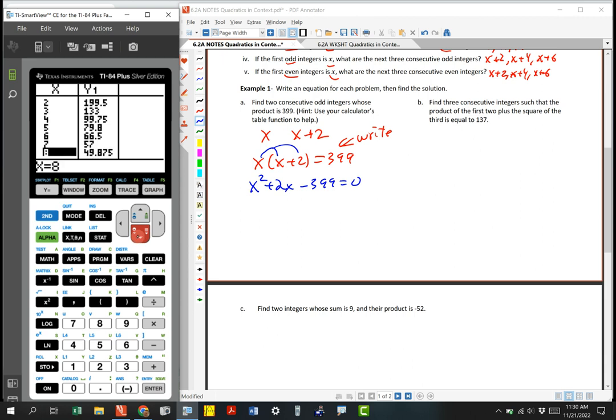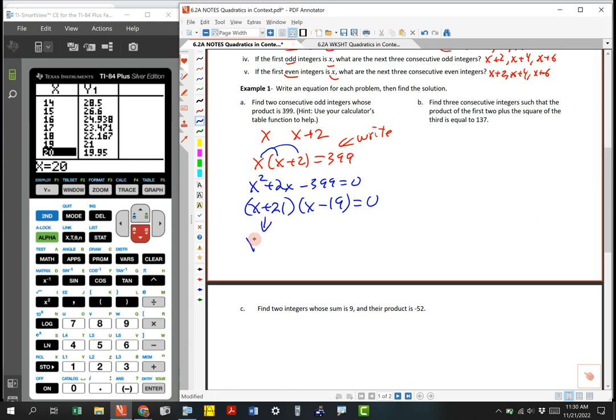I'm looking for 2 numbers that are how much apart? Just 2. Okay. There they are right there. 19 and 21. If they're going to multiply to be negative 399, one of them needs to be negative and one needs to be positive. Since the middle one's positive, we're going to factor this to x plus 21 and x minus 19.